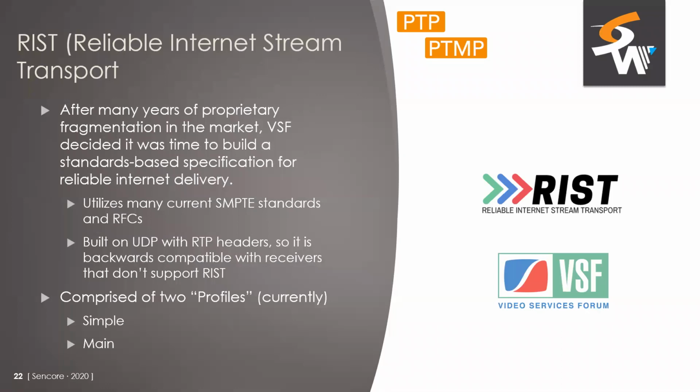But obviously, you're not going to get any of the error recovery or all the mechanisms that RIST was built for. But the stream is still inside of there in its natural form. The protocol itself is comprised of two profiles, and I put "currently" in there because there is ongoing work to expand this. A simple profile is your basic error recovery over the internet, and then main profile adds a lot of additional tools on top of that to make it more efficient, make it traverse firewalls better, things like that.